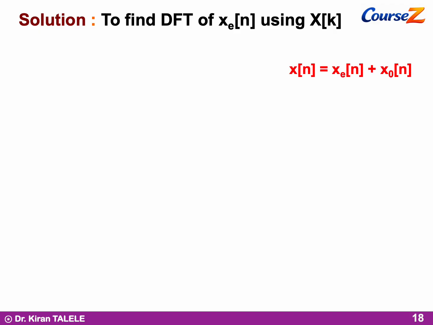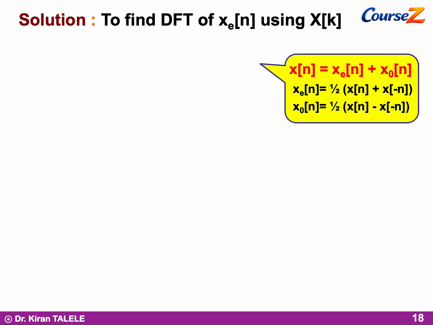Every discrete time signal we can write in terms of the even part of the signal and the odd part of the signal. This xe of n is always half of x of n plus x of minus n, and xo of n is half of x of n minus x of minus n. If you add these two, we'll get the original x of n. So to find this DFT of xe of n, first let's write xe of n in terms of x of n. That we get from this expression.